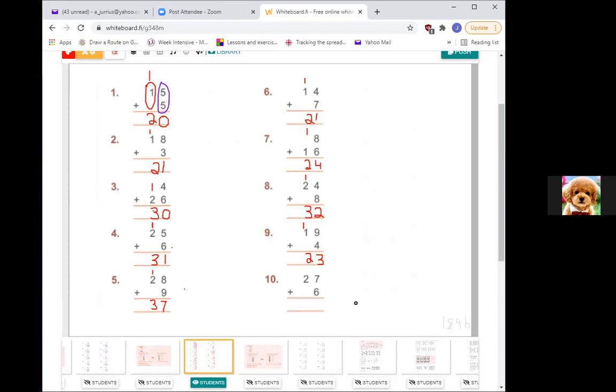Selena, can you do number 10 for me? Number 10 is 27 plus 6. 7 plus 6 is 13. And the 1 goes on top of the 2, and that is 33. Perfect. Thank you so much.